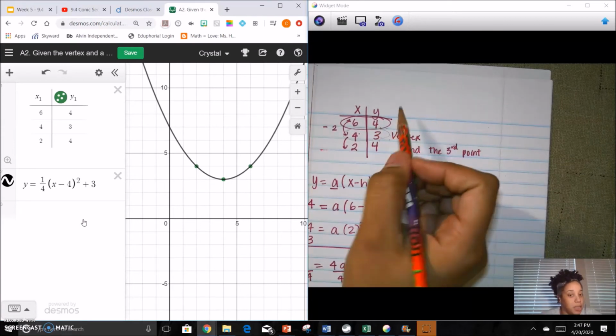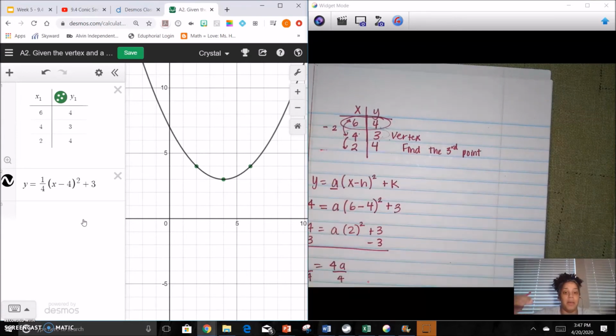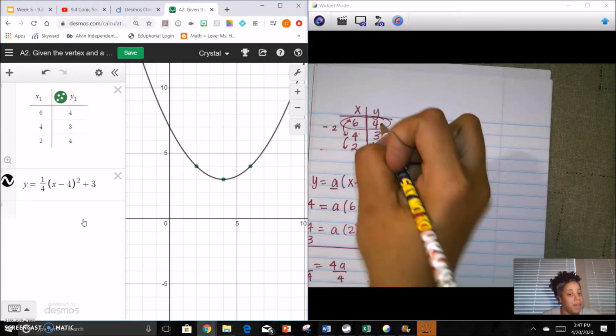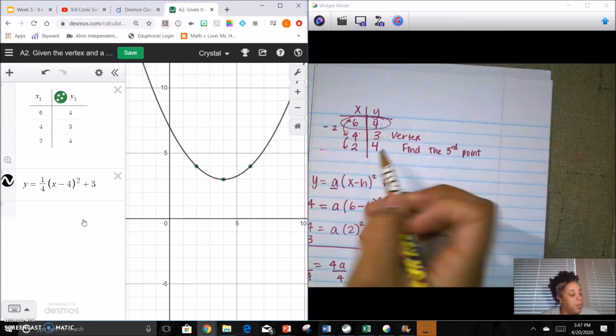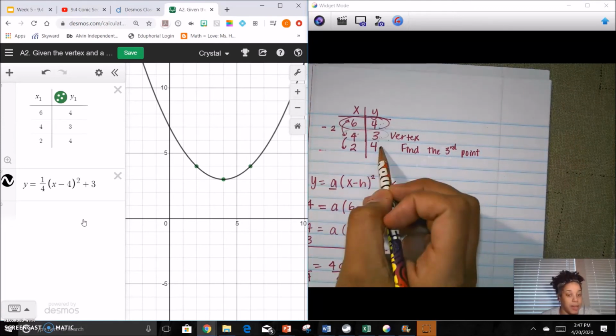So common knowledge that you should know is, if the vertex is the very center of the parabola, then for every point, as you move across the parabola, it will have the same y value. So this point that it passes through, if it has a y value of 4, then the new point is going to have a y value of 4 because they have to match on either side.